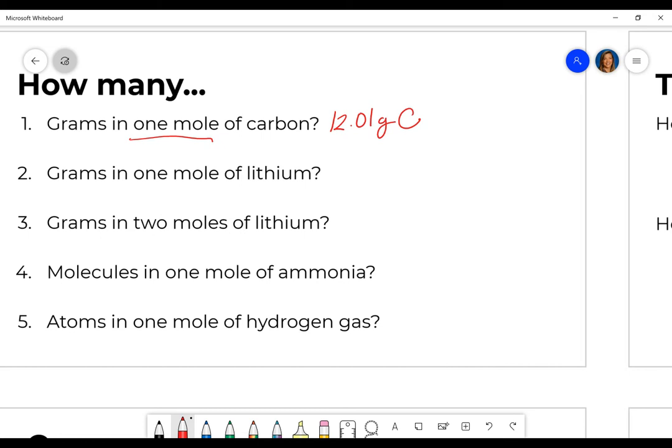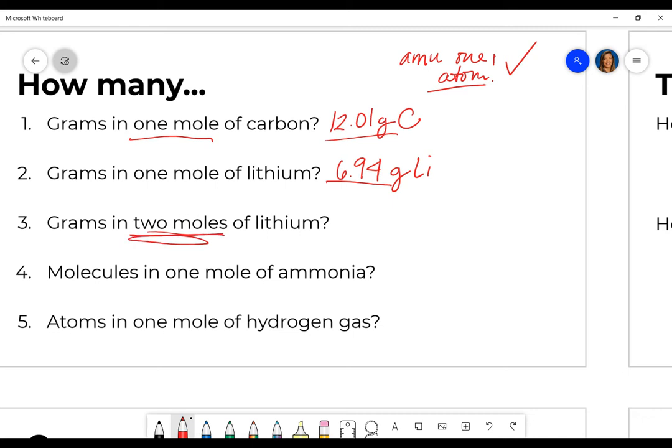Okay, try the same thing with lithium now. You should be taking the number from the periodic table, because that is how many grams are in 1 mole. It's also how many AMUs are in 1 atom, right? We have both of those. It works for both because chemists were smart when they did that. Okay, how about in 2 moles of lithium? Think about, what are you going to do? What mathematically needs to happen to this number to get how many are in 2 moles?